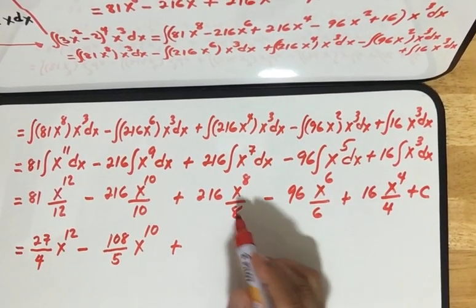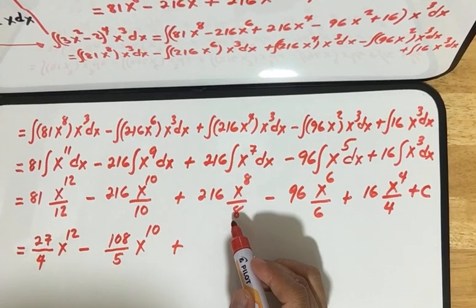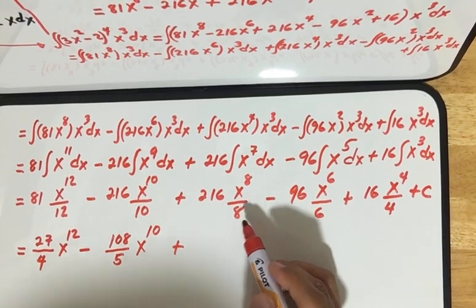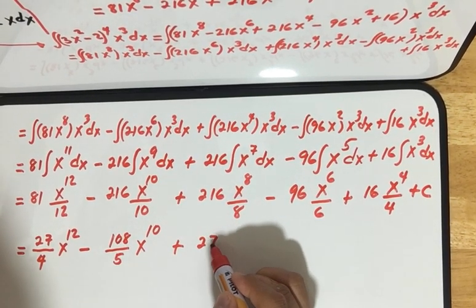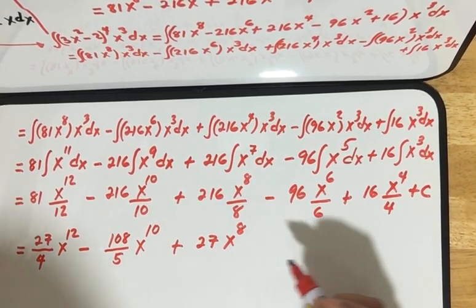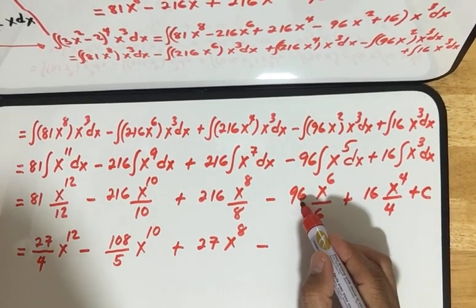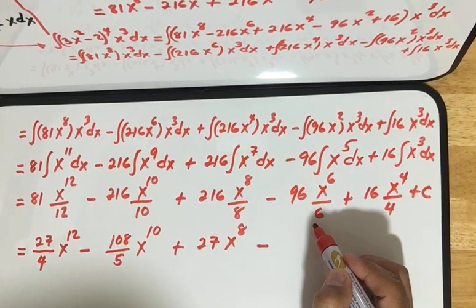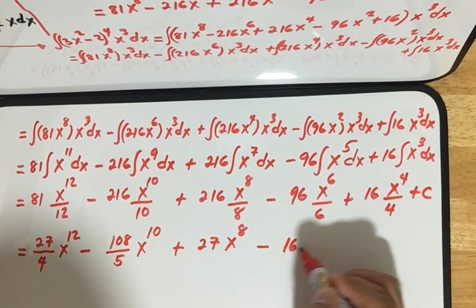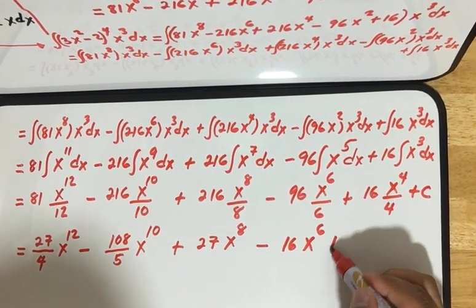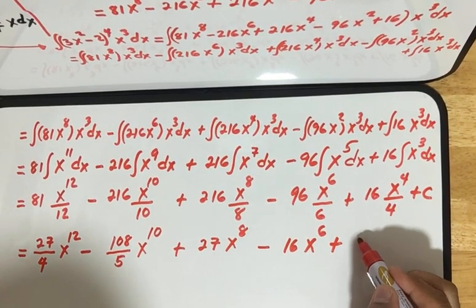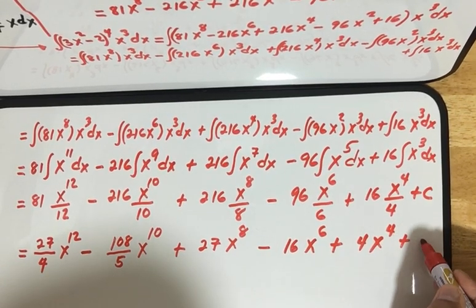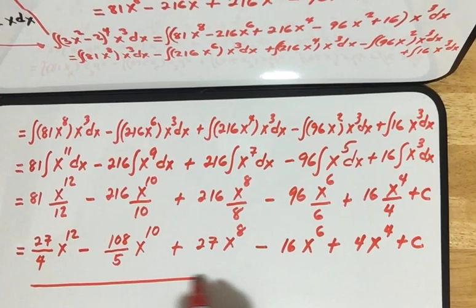Then plus. I think this is divisible by 8. So when you divide 216 by 8, that is 27. So kindly double check, class. So 27x^8. Then minus, 96 is divisible by 6, that is 16, no? So this is 16x^6. Then plus, of course that one is divisible by 4, so this is 4x^4, and plus C. So this is our answer.